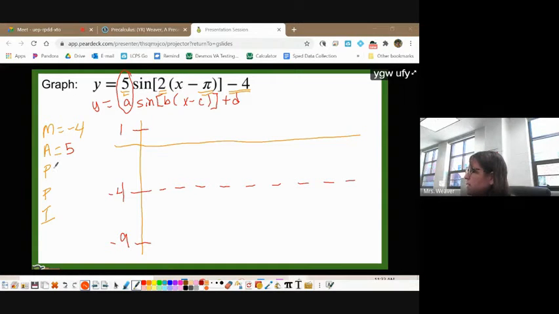So our first P stands for phase shift. Can you spot the phase shift for me? Valerie, where's my phase shift?